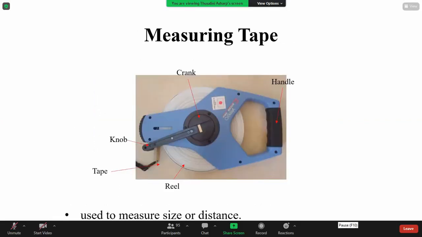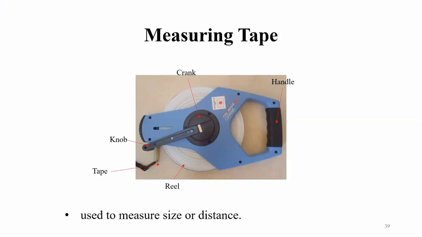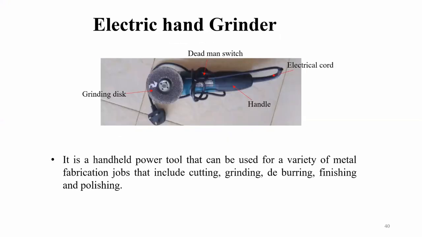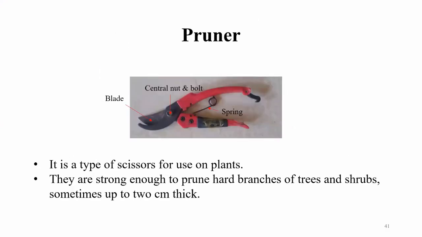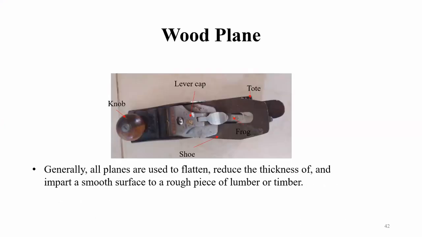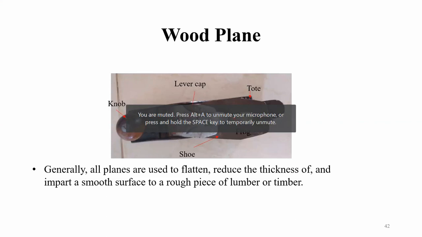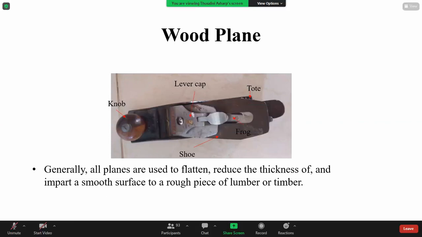Then measuring tape I already discussed. Then the other tool is hand grinder. Normally grinding, finishing and polishing. Then the other tool is pruner. Pruner normally we utilize for pruning. Pruning means cutting the plants or trees. Normally this one is utilized to prune the hard branches. Then the other tool is wooden plane, and this one normally utilized to flatten or reduce the thickness of a wood surface or any timbers.